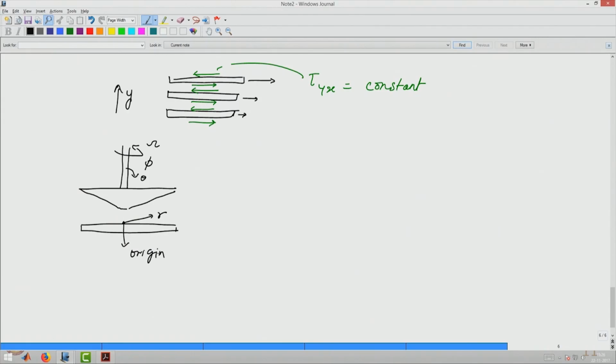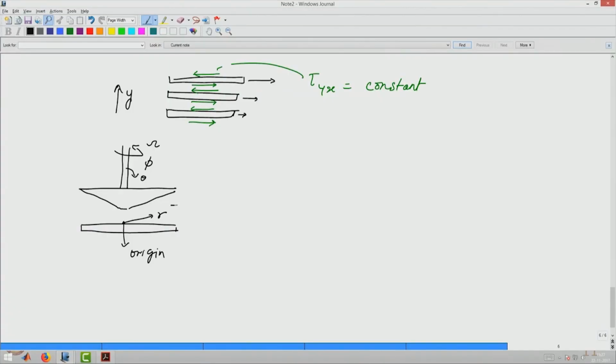So, again the question that arises is which velocity components are 0 and which velocity components are non-zero in this case. So, we can see that we do not expect fluid to move either in r direction or in theta direction. So, fluid motion in theta direction as well as r direction is not there. We expect the fluid to only flow in phi direction. So, we expect the fluid to rotate.